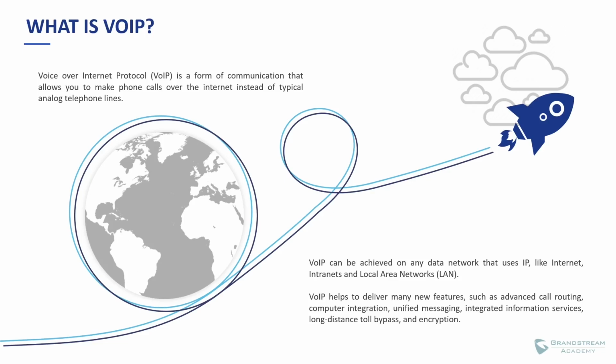Voice over IP helps to deliver many new features, such as advanced call routing, computer integration, unified messaging, integrated information services, long-distance toll bypass, and encryption. A VoIP system doesn't rely on traditional phone lines. Everything is powered and streamlined by a broadband internet connection, with internet as the medium. Users gain more functionality, reliability, and a diverse lineup of features.